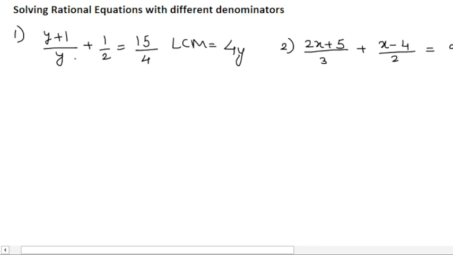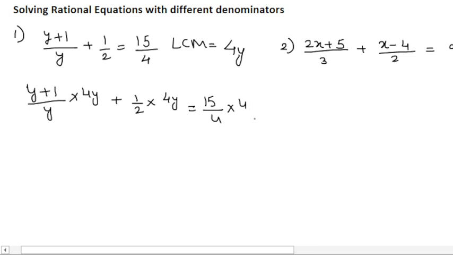In the next step, to get rid of the denominators, we need to multiply every single term of this equation by the lowest common multiple. What I do is y times (y plus 1) upon y times 4y. This is I multiplied 4y to the first term. Then I am multiplying 4y to the second term. Lastly, I multiply 4y to the third term, 15 by 4 times 4y.